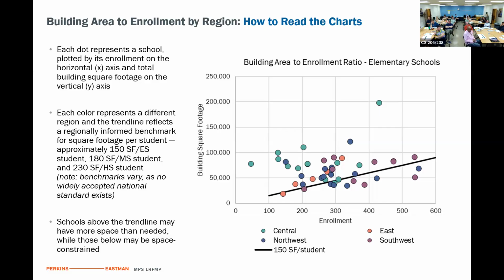It's important to note that these benchmarks are general best practices. It is a range. There is no nationally recognized standard for what the square footage per student should be. But we looked at Minnesota, which has some guidelines, and some Wisconsin projects that inform that. So when you use that number, 150 square feet per student, is that based on enrollment or on capacity?